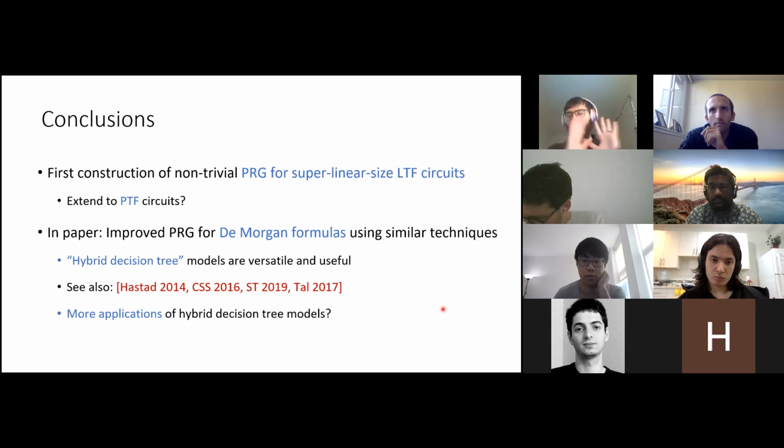But for the specific regime of parameters that we were fooling, yeah, this is the first non-trivial CAPP algorithm. Good question.